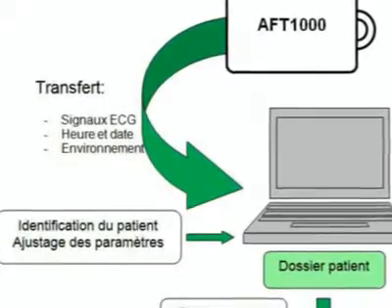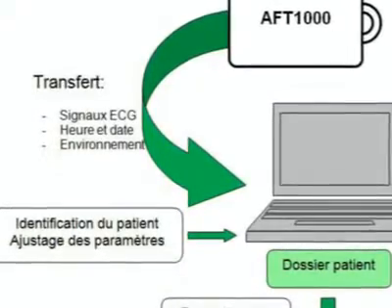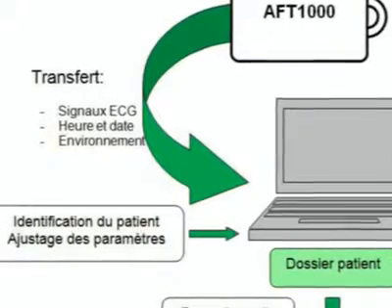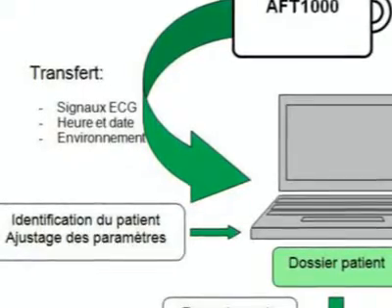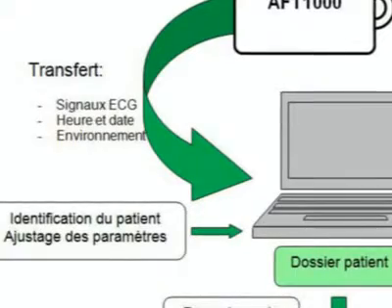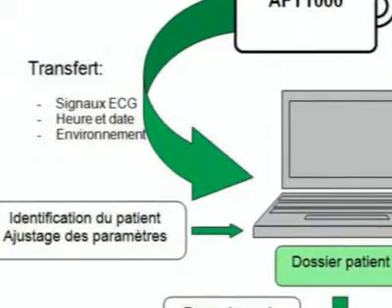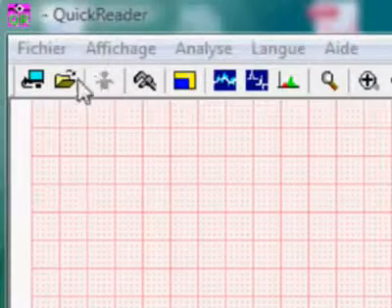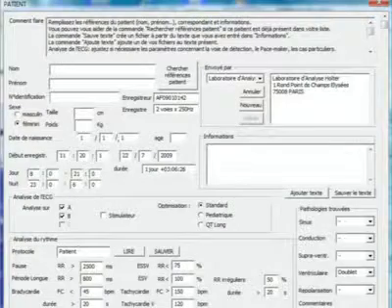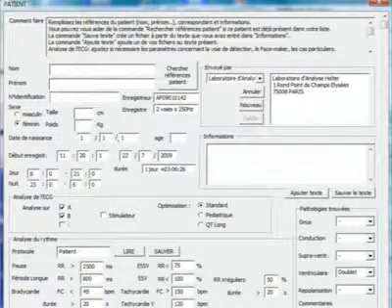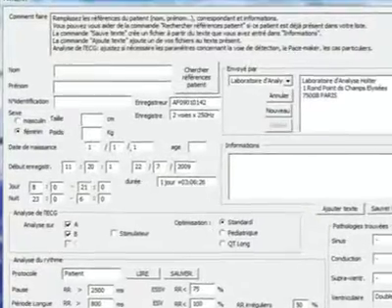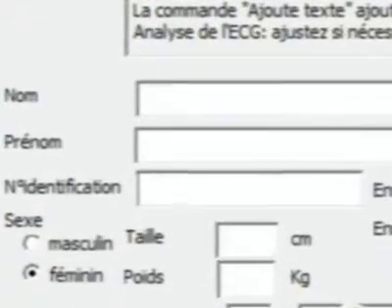The patient's file will be recorded onto the PC hard drive. The file is completely based on the patient's identification and the analysis parameters. Click on the download icon. The program will transfer the header and then display the patient's identification dialog box. Enter last name, first name, etc.